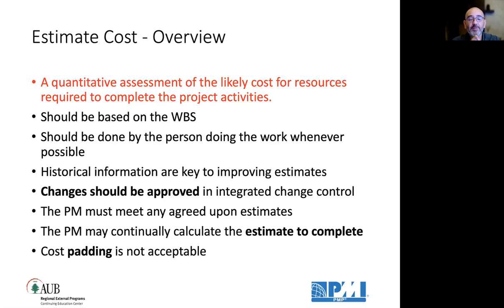It should be based on the work breakdown structure. So we take the WBS, the work component, and the activities that will help us reach this work package, and we start estimating, whether with a bottom-up estimating technique or analogous or parametric. It should always be done by the person actually doing the work whenever possible to arrive at an accurate estimate. Historical information here is key to improving our estimates as we go from one project to another.